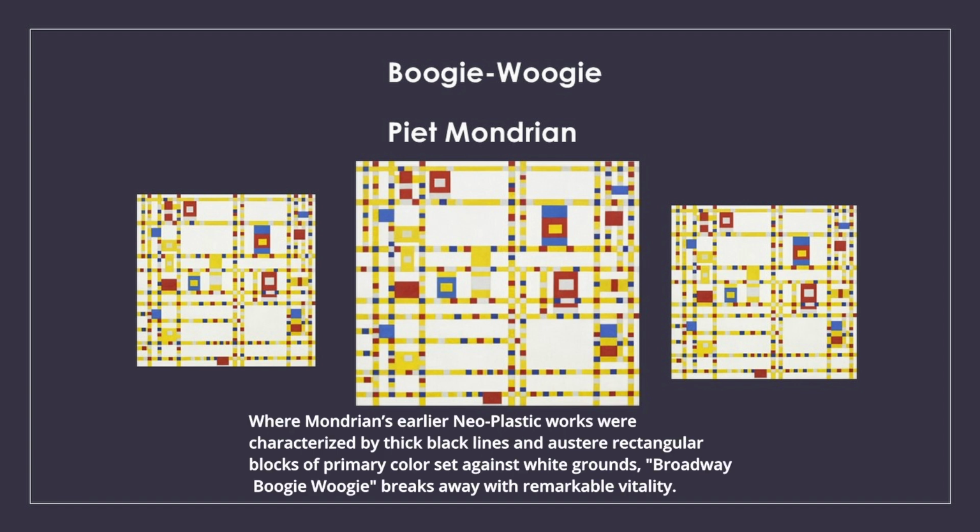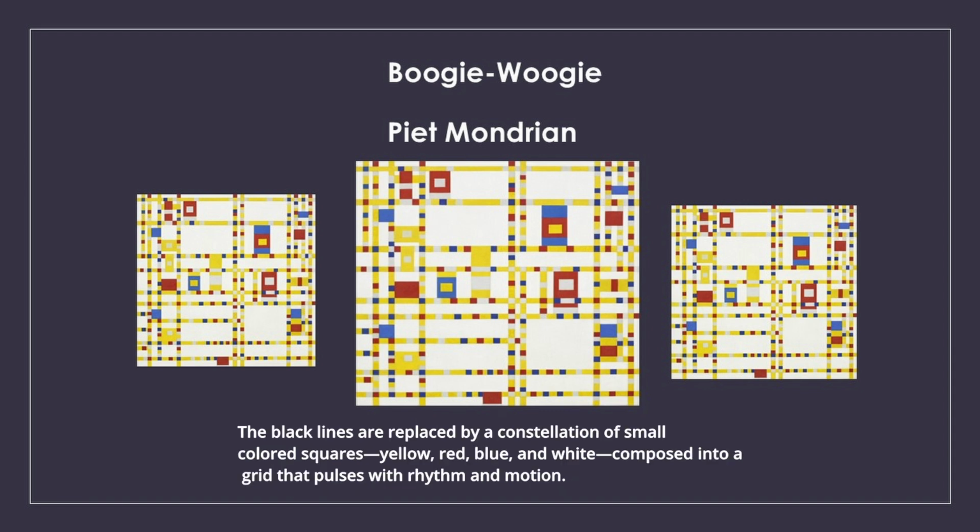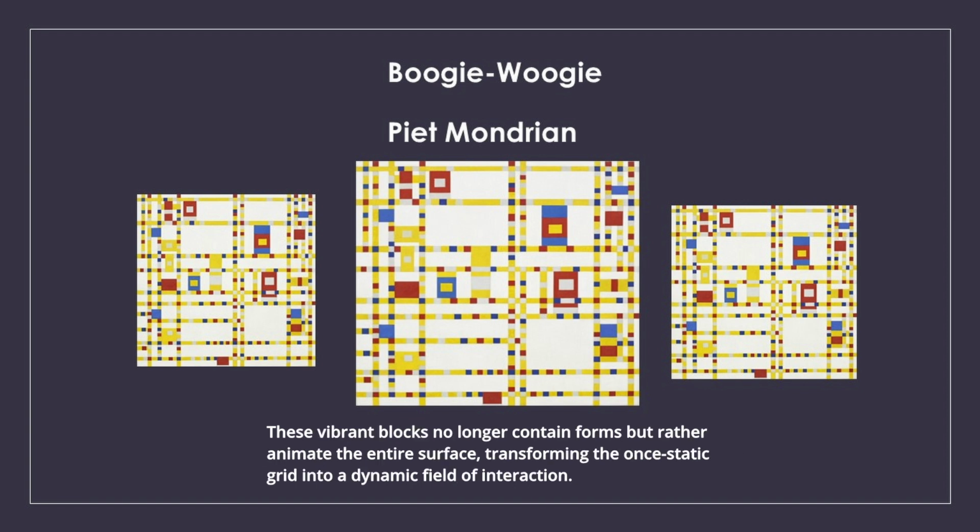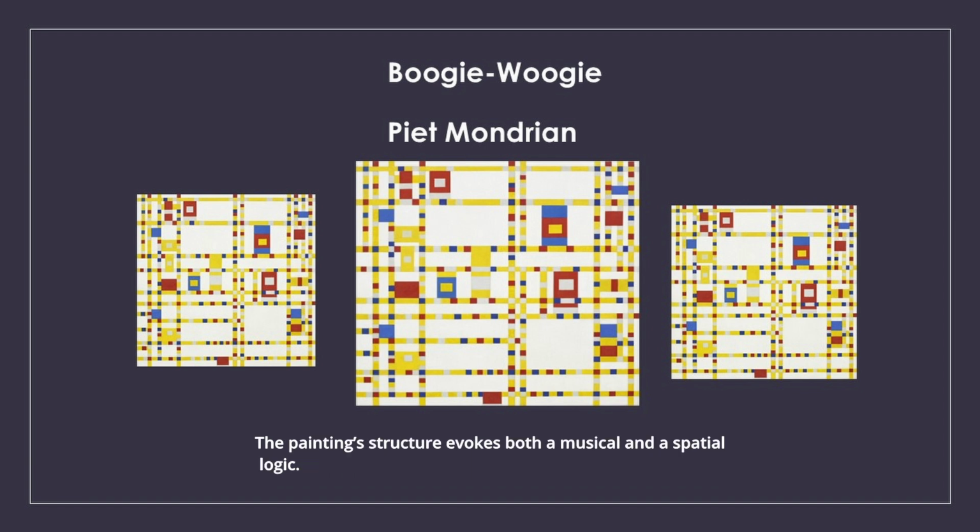Where Mondrian's earlier neoplastic works were characterized by thick black lines and austere rectangular blocks of primary color set against white grounds, Broadway Boogie Woogie breaks away with remarkable vitality. The black lines are replaced by a constellation of small colored squares, yellow, red, blue, and white, composed into a grid that pulses with rhythm and motion. These vibrant blocks no longer contain forms but rather animate the entire surface, transforming the once static grid into a dynamic field of interaction.